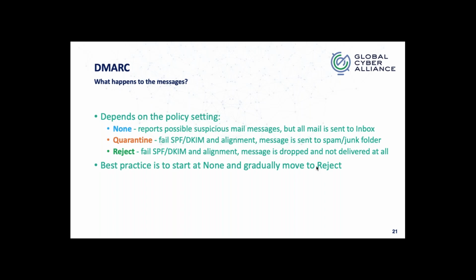If not, we need to make these adjustments. This way you can make the adjustments before you get to the higher levels, because once you're at quarantine and reject, this is where messages are potentially getting blocked, right? If you're at quarantine and SPF and or DKIM and or alignment were to fail, the messages will be sent to the spam or junk folder. At reject, if any one of those authentication mechanisms were to fail, the message is not delivered at all.